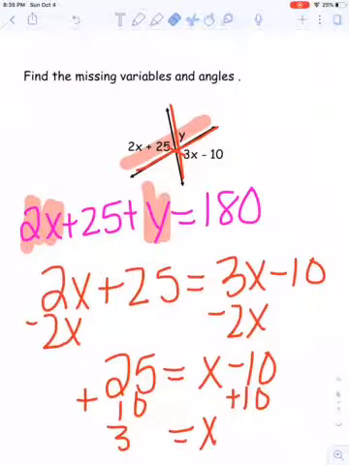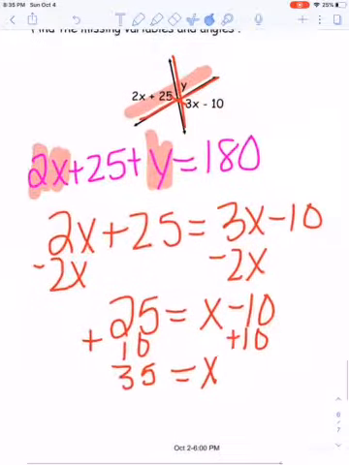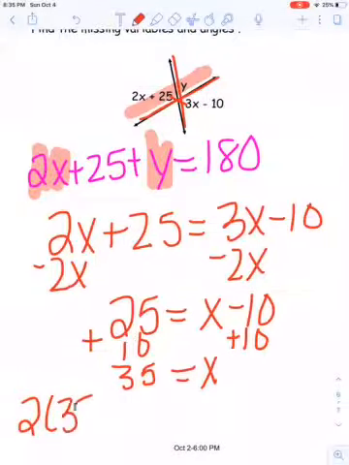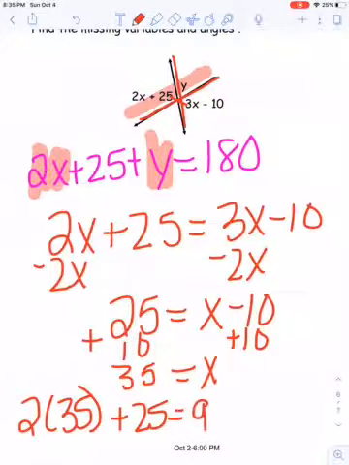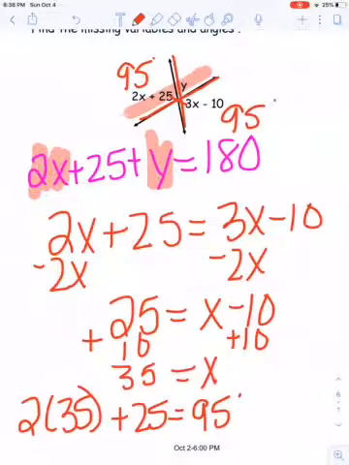So now if I want to find out what that angle measure is, I'm going to plug 35 into my equation. It doesn't matter which one you use. I'm going to use this one. And I believe I get 95. So that means that this angle is 95 and this angle is 95. Now I know what x is, right? So if I look back to this one right here, this is 95.